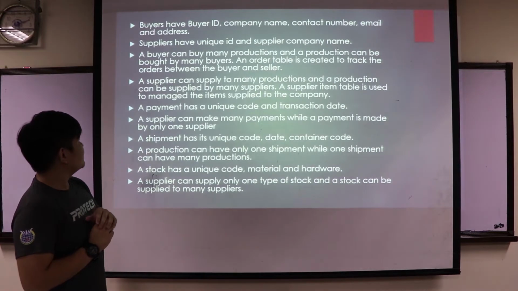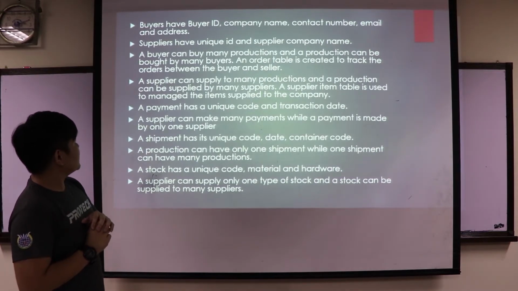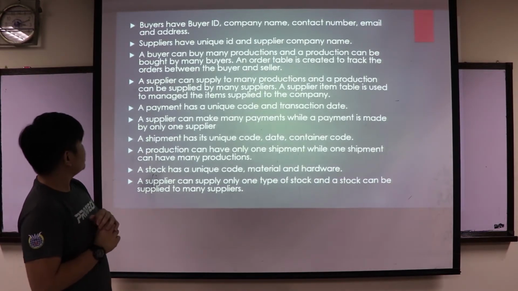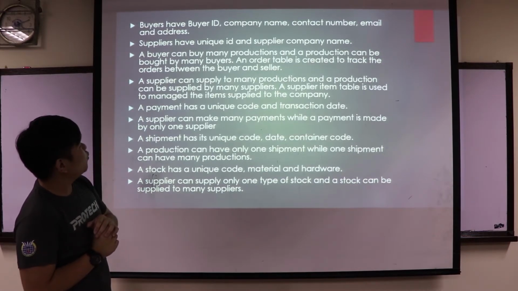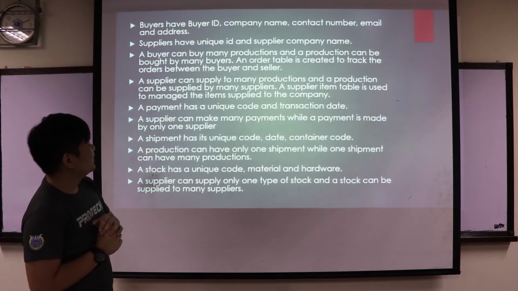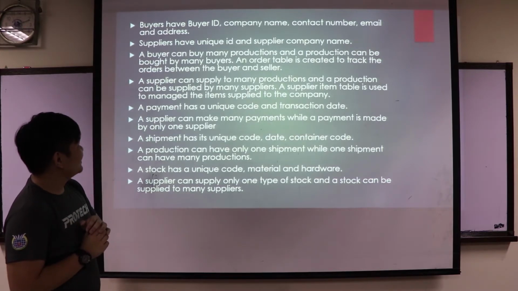Yeah. So, a buyer can buy many productions and a production can be bought by many buyers. Wrong coding. Yeah, but don't look at that.